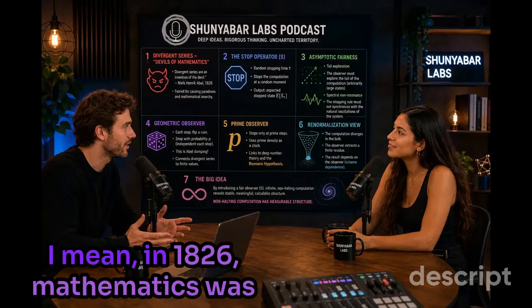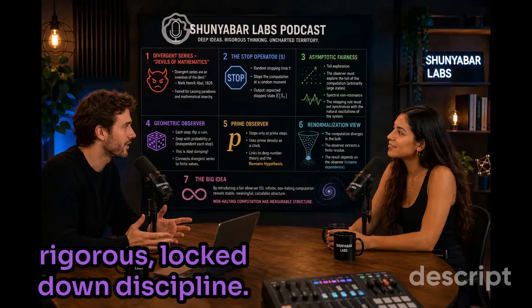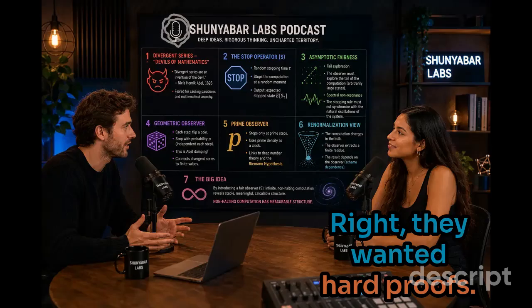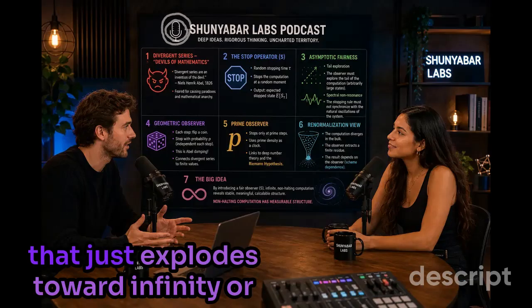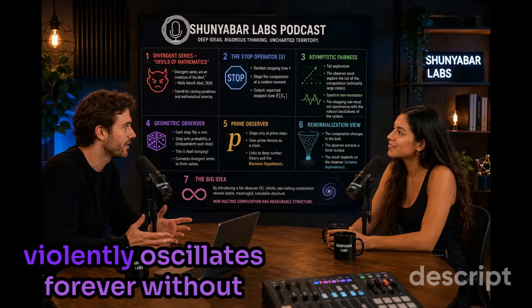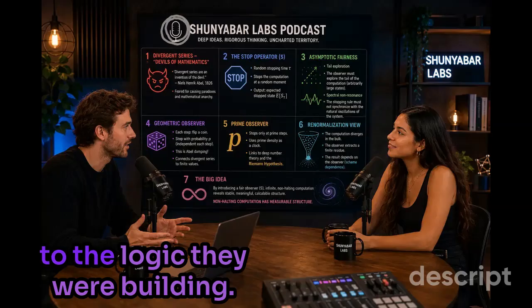I mean, in 1826, mathematics was desperately trying to become this rigorous lockdown discipline. Right, they wanted hard proofs. Absolute limits. A series of numbers that just explodes toward infinity or violently oscillates forever without ever settling down. That felt like a structural threat to the logic they were building.